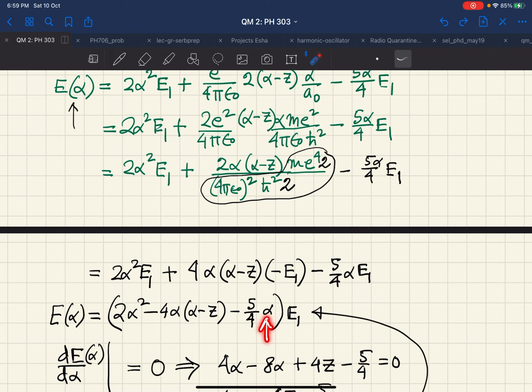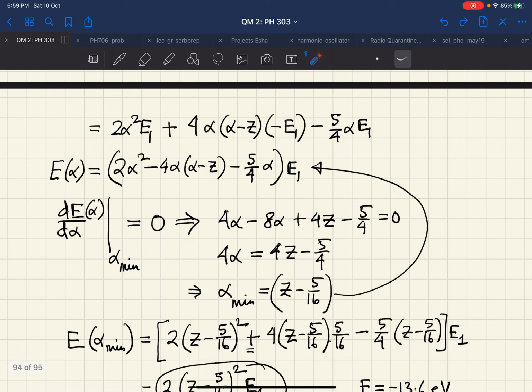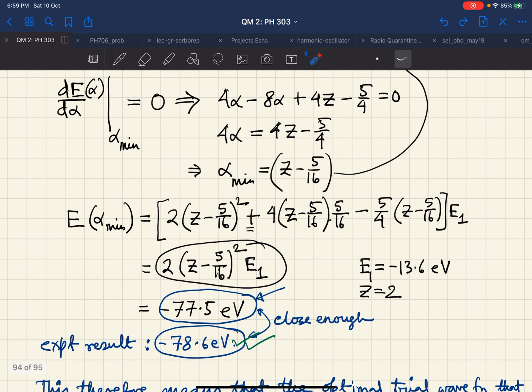So now we have to calculate dE by d alpha equal to 0 to figure out the value of alpha which will minimize this E. So we take the derivative with respect to alpha, and we see that the optimum value of alpha is Z minus 5 by 16. So we put this back into the expression for E of alpha, and what we obtain finally is this.